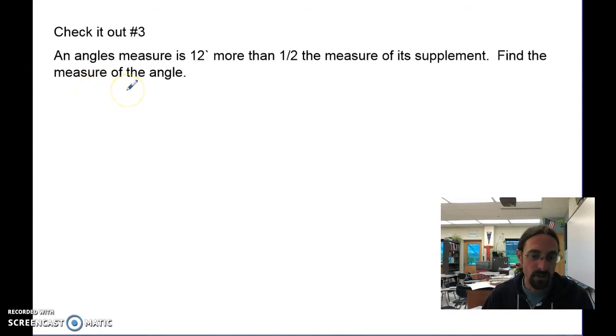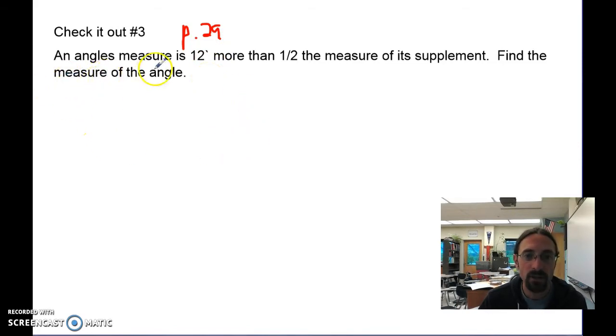All right, check out number 3. I believe it's on page 29 in your book, let me just write that down, page 29. This is a great problem, and I would recommend you just try this problem right now. Pause the video and then come back.